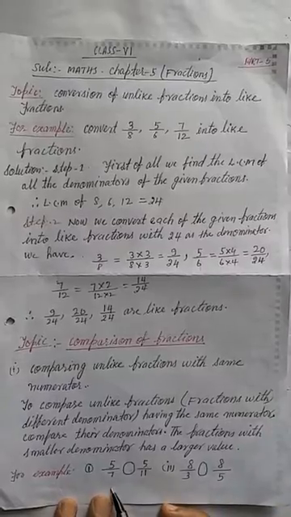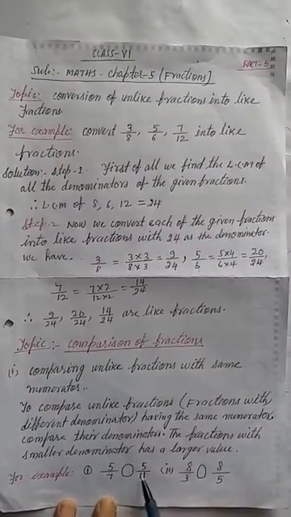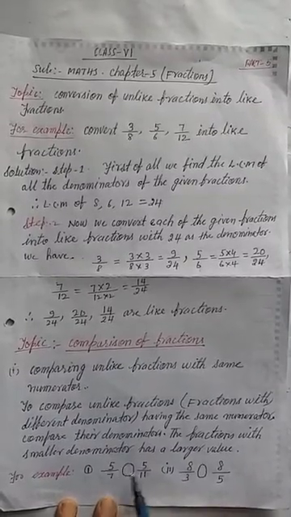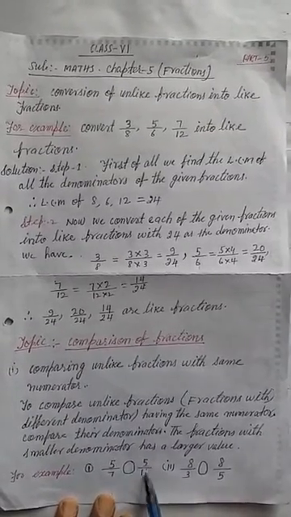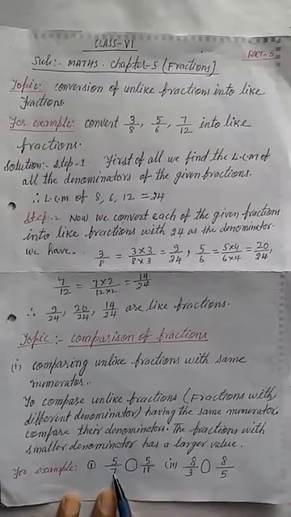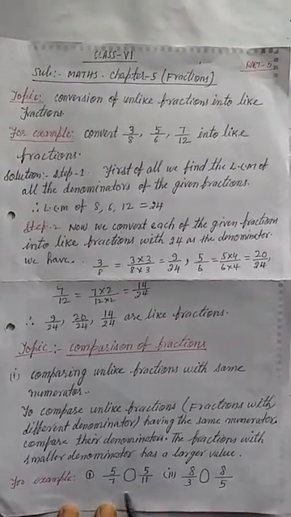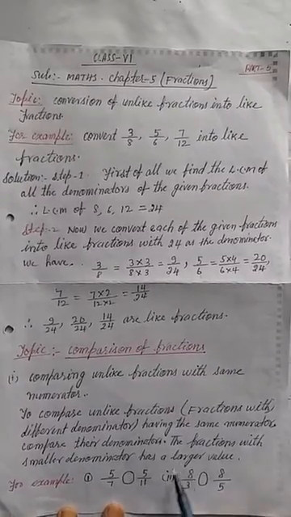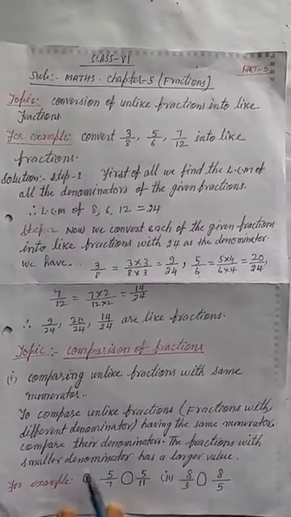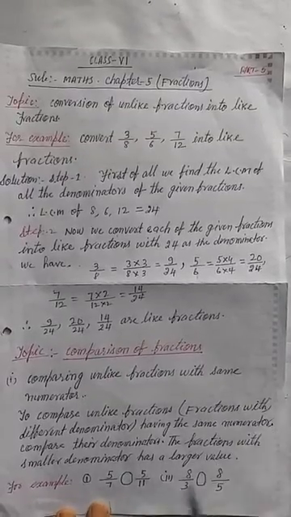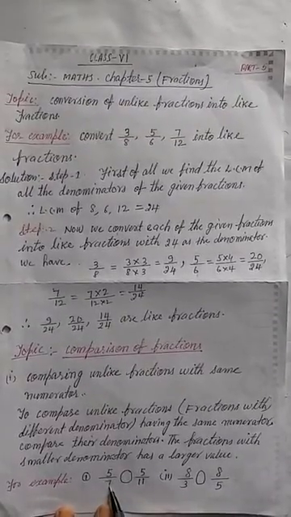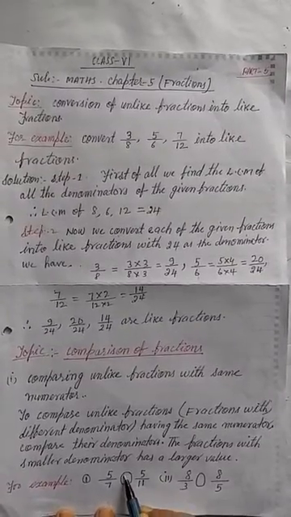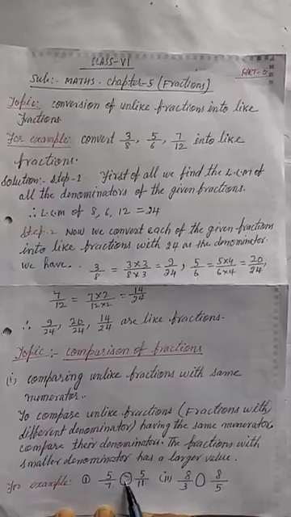Now let's see an example. Here see 5 upon 7 and 5 upon 11. You have to compare. The numerators are the same, so now you see the denominators, 7 and 11. Which one is greater? 11 is greater. According to this rule, the smaller denominator has a larger value. 7 is smaller than 11, so 5 upon 7 will be larger, and you can put the sign like this. In this way we can put it.